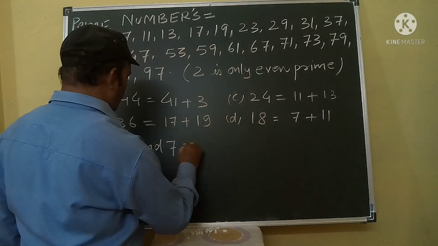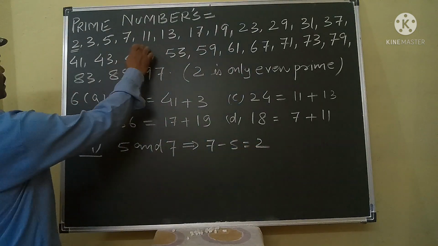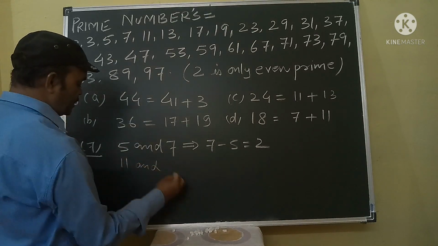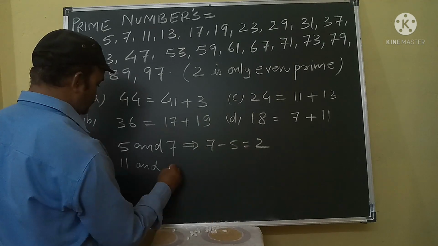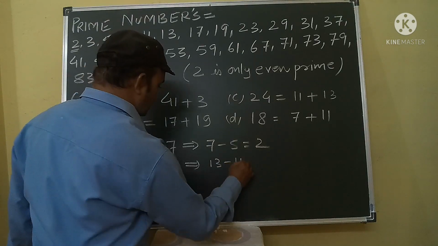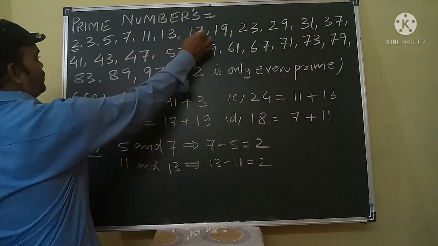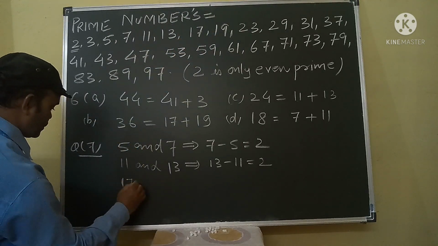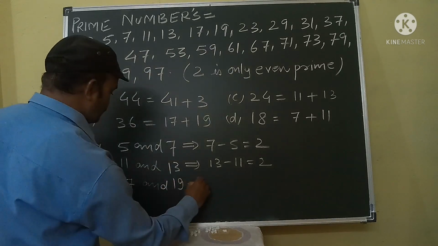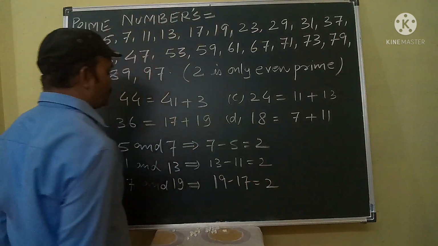That means 7 minus 5 is equal to 2. 11 and 13. The difference is 13 minus 11, which is equal to 2. Other pairs are 17 and 19. The difference, 19 minus 17, is equal to 2.